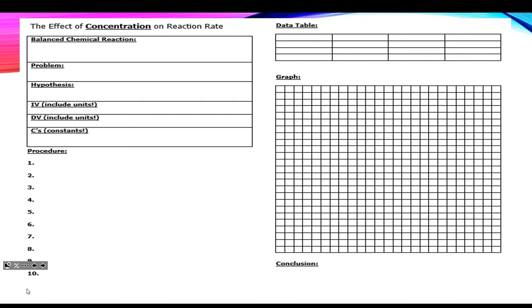Now, I've got numbers here for procedure. You do not have to use all the numbers for the procedure. But the procedure needs to be written in a way that somebody else can pick up your procedure and do the lab the way you want it done.